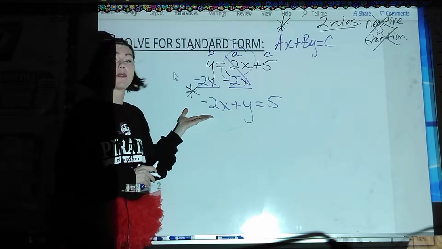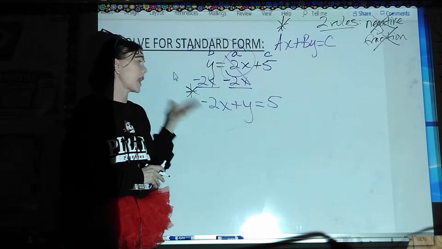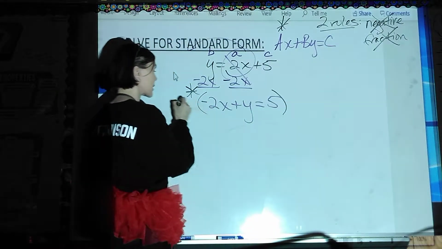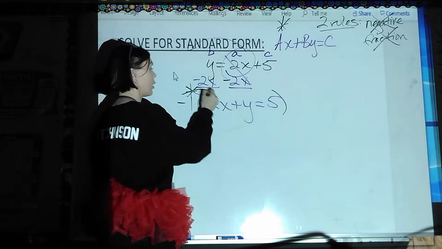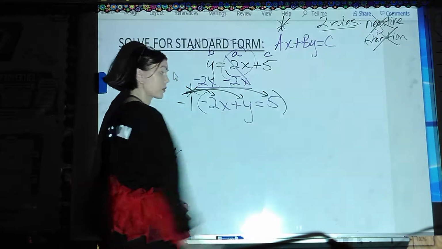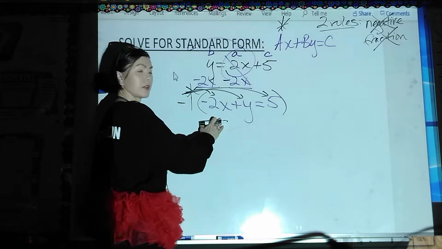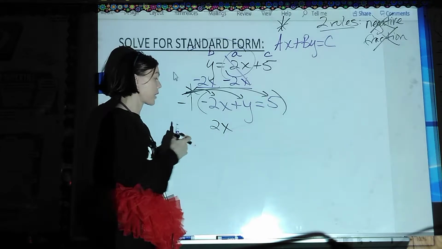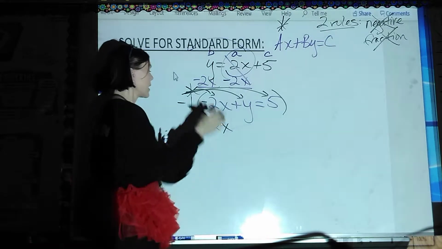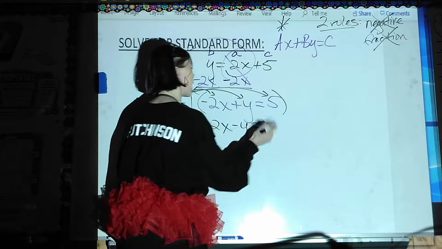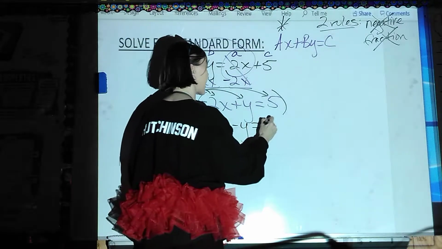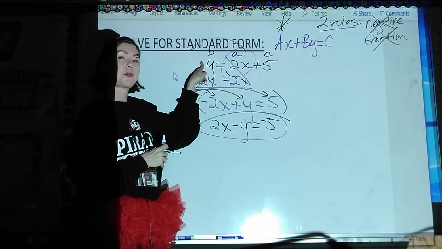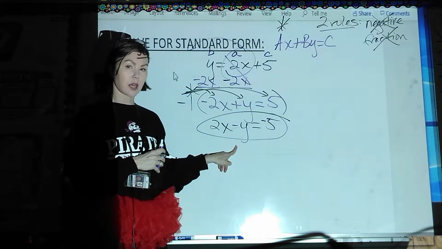As you can see, we have a negative number. We cannot have that. How do we get rid of the negative number? By multiplying the entire expression by a negative 1. So the opposite of a negative 2x is positive 2x. Did we get rid of the negative number? Yes. Is that a fraction? No. We're good. The opposite of positive y is negative y, and the opposite of a positive 5 is negative 5. And now we're done. We just took it from slope-intercept form and solved for standard form.